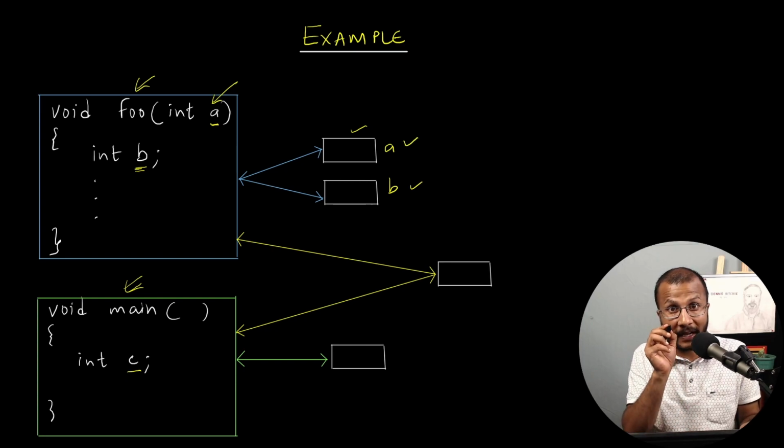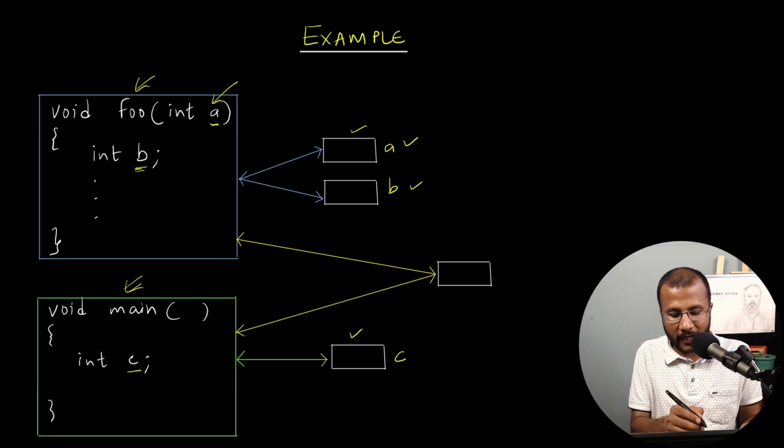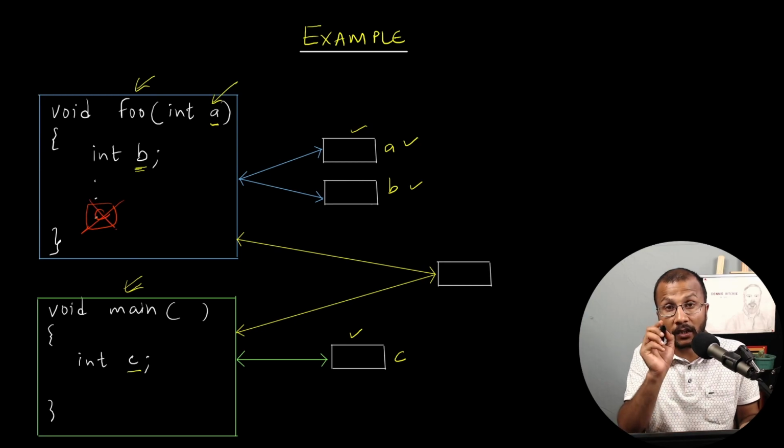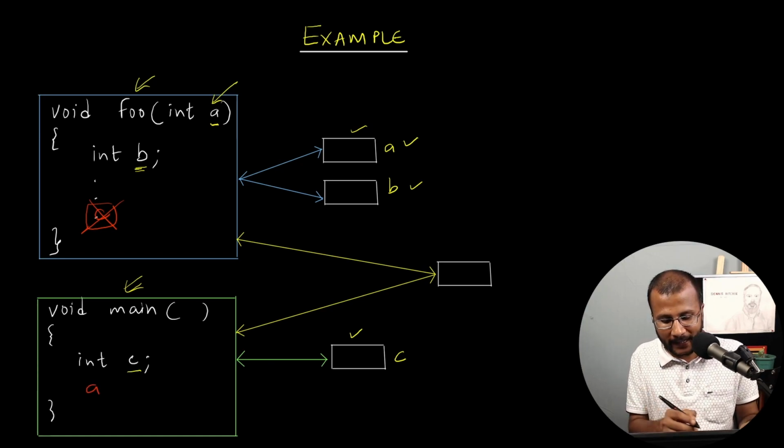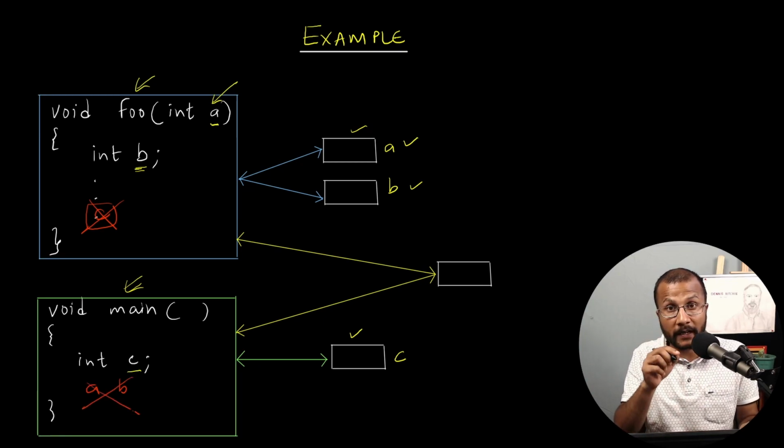Similarly, inside the main function there is a variable c. Let's say this is variable c. Only the main function has access to the variable c and no one else can access it. For example, if I try to access the variable c from the foo function, this is an invalid statement because c is not available in the foo function. c is only accessible to the main function. Similarly, if I try to access variable a and variable b from the main function, I cannot do that because a and b are local to the foo function, so they are not available to the main function.